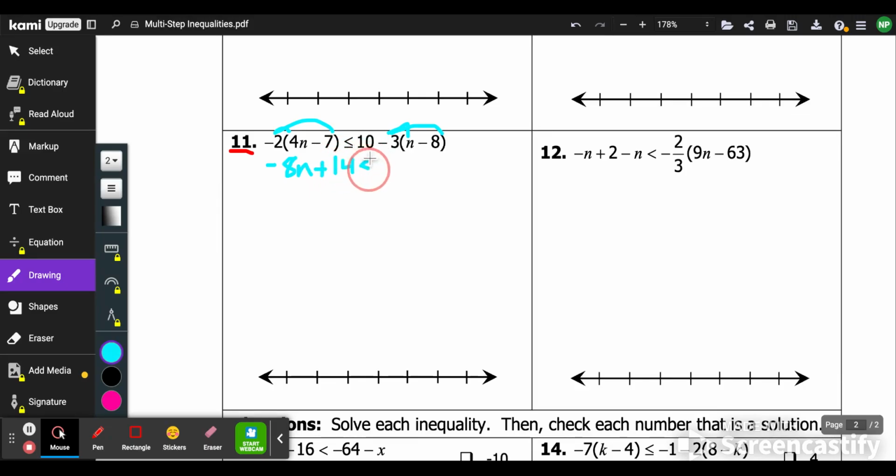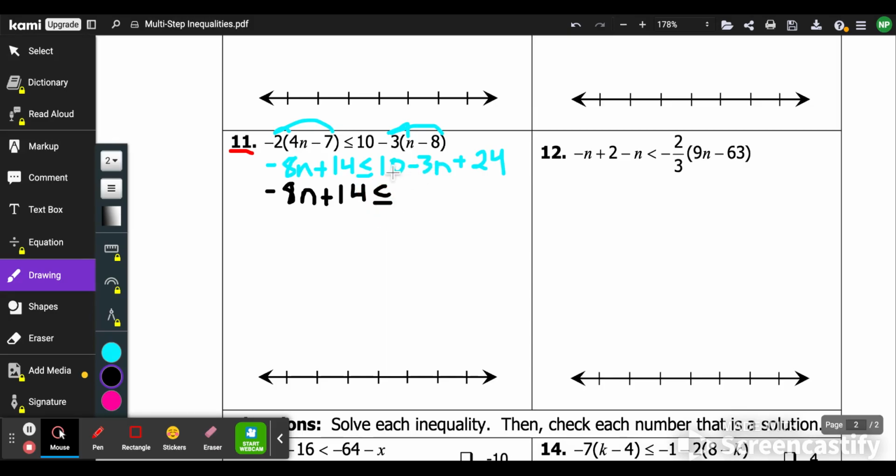is greater than or equal to. Okay, this 10 has absolutely nothing to do with our parentheses. So -3n. And then -3 times -8. Again, the 2 negatives makes a positive. All right, so just looking at this as a whole, I can see that on the right, I'm going to have some things I can combine together. But on the left, I do not. So I'm just going to rewrite that left side. So plus 14 is less than or equal to.